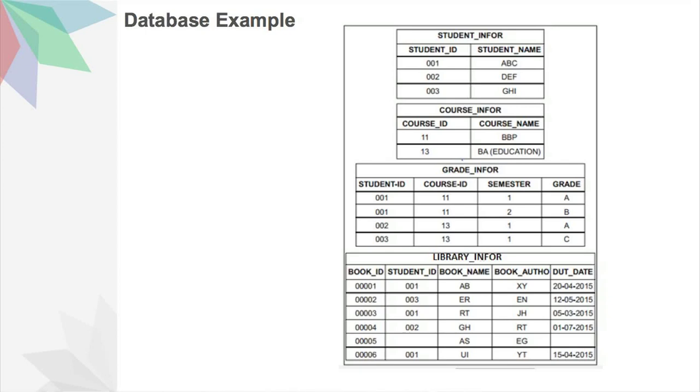For example, the student information file contains the student roll number and the student names. All the course information that has been provided by the university can be stored in the course information file. The grade information, that is the grade the student has got in a particular semester, can be stored in the grade information file. Lastly we have the library information, where we have the list of books and a list where we know which student has taken which book from the library. So all this together, a set of files, is a database example.